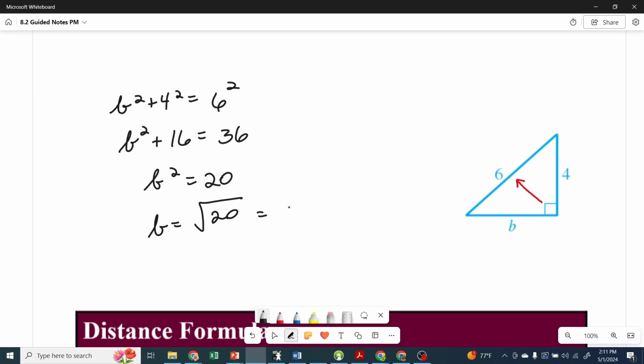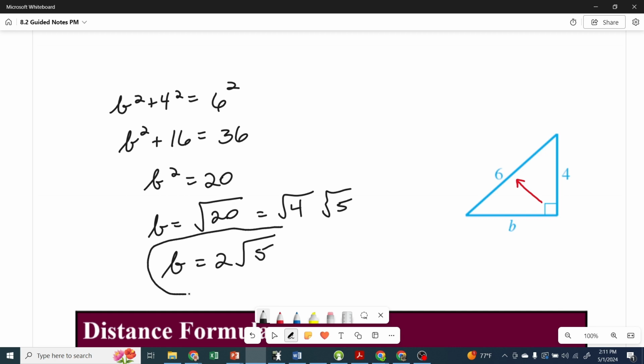which is equal to the square root of 4 times the square root of 5. That's kind of a goofy looking square root symbol. Square root of 4 is 2. Square root of 5, I don't know. But there's my answer, 2 square root of 5.